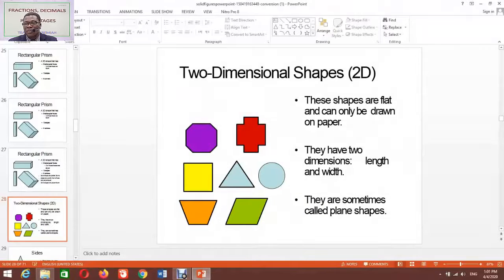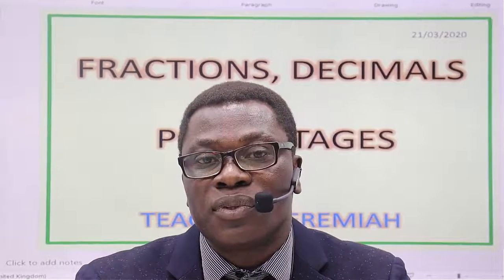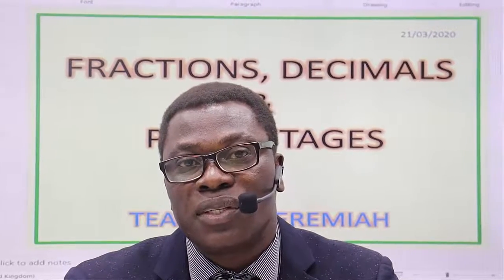Now let's come to 2-dimensional shapes, which we call 2D. These shapes that we see on the screen are 2-dimensional shapes. These shapes are flat and can only be drawn on paper. They have 2 dimensions, meaning length and width. They are sometimes called plane shapes.